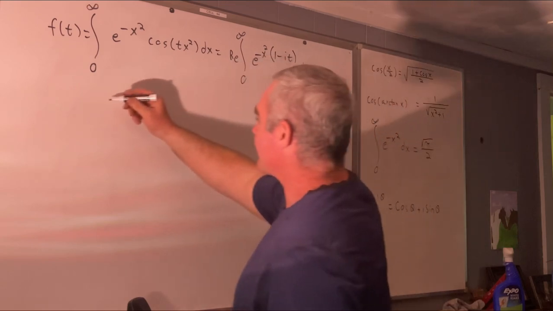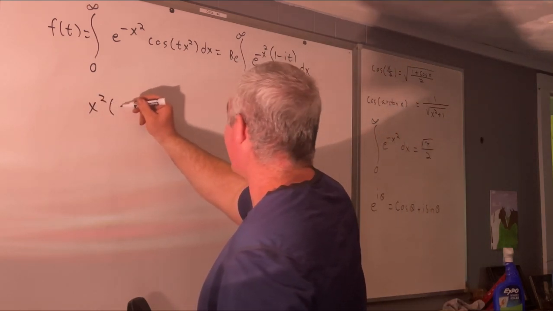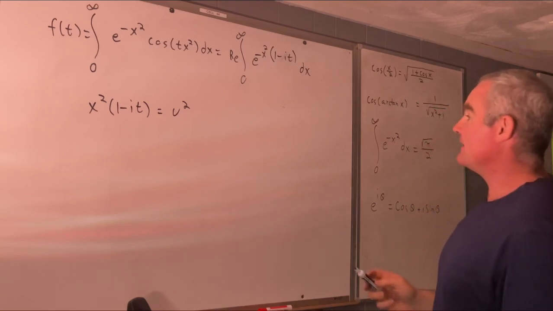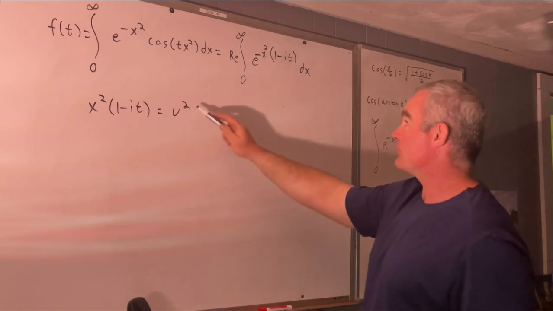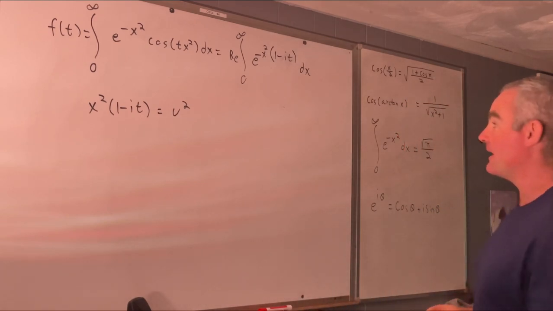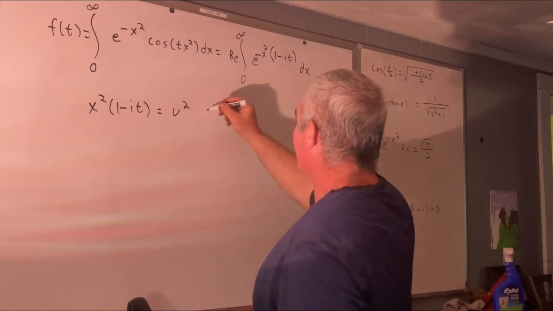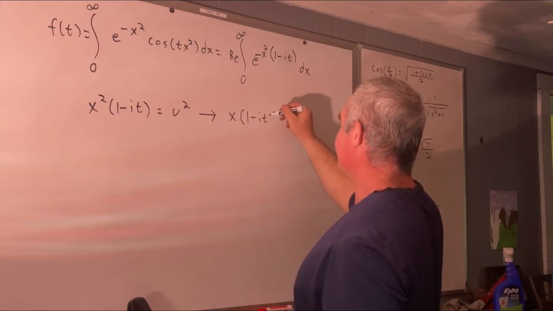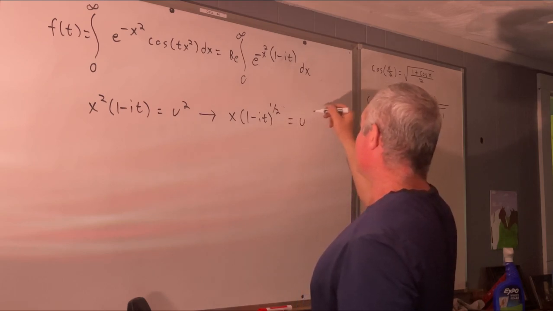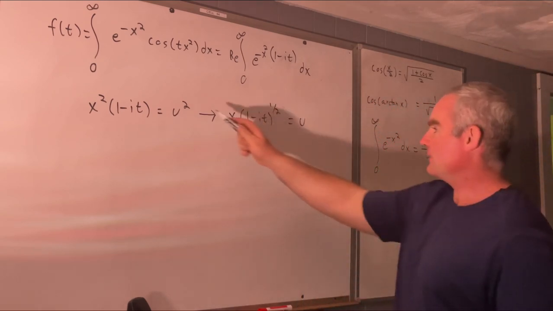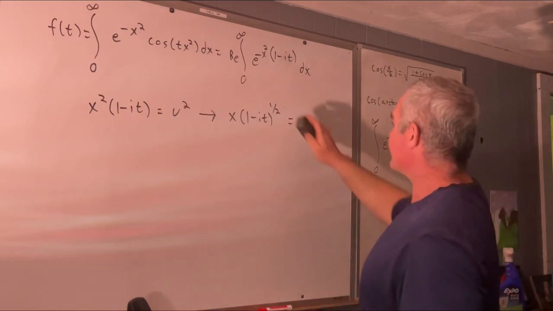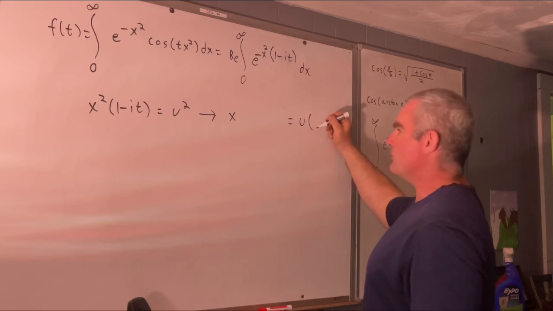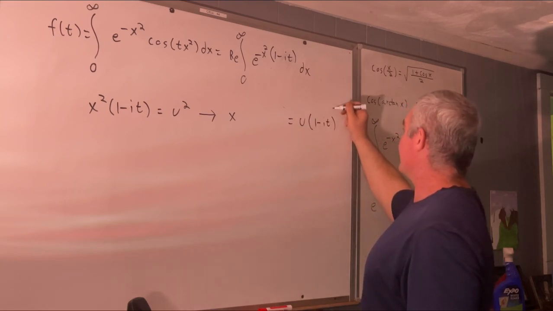And now what we're going to do is let x squared times 1 minus it equal u squared. And the reason I did that, obviously, is so that this will become a negative u squared, and then hopefully we'll have some sort of constant multiple of the Gaussian integral. Well, this right here implies that x times 1 minus it to the 1 half is equal to u. All I did was take the square root on both sides. So let's bring this to the other side and just change the sign on the exponent. So this is going to become u times 1 minus it to the negative 1 half.